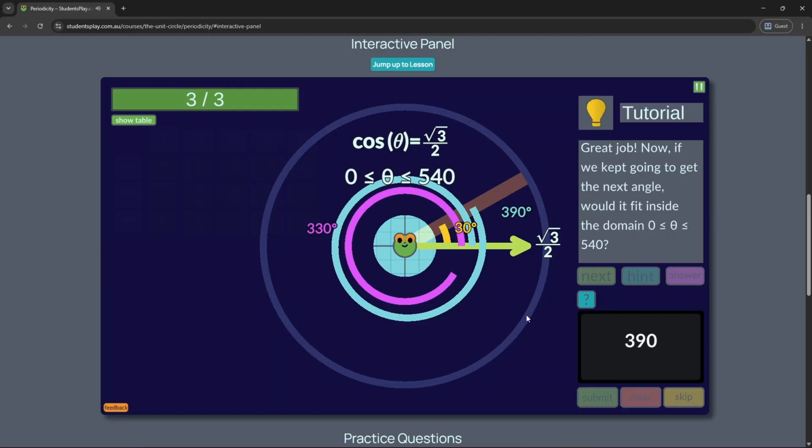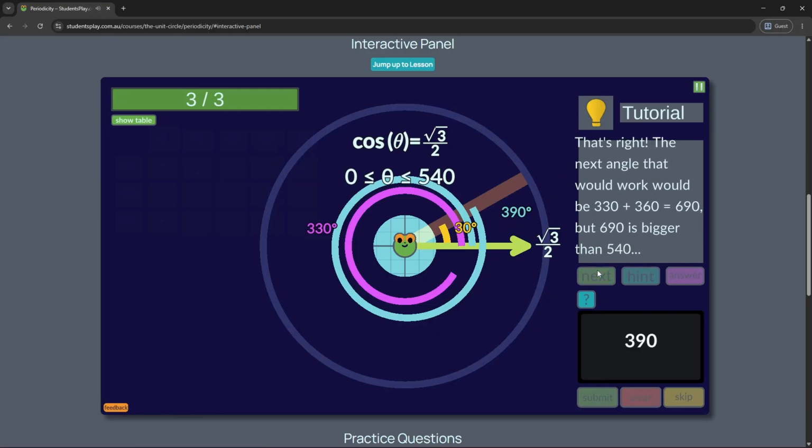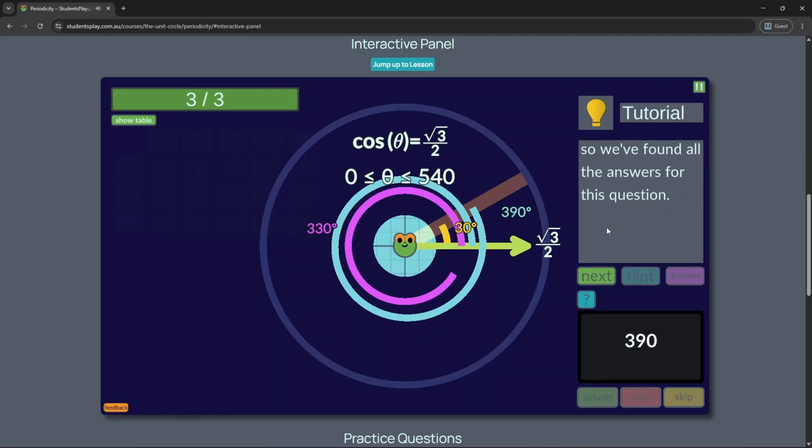Great job. Now, if we kept going to get the next angle, would it fit inside the domain of 0 is less than or equal to theta, less than or equal to 540? So is it between those two numbers? Well, we can do it visually, or we can just look at the 330 and add 360 to it, which would give us 690, and that is not between 0 and 540. It's more than the 540, so no, it would not fit. That's right, the next angle that would work would be that. Yeah, I just said that. So we found all the answers for this question.